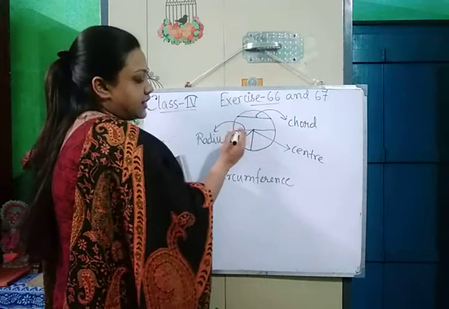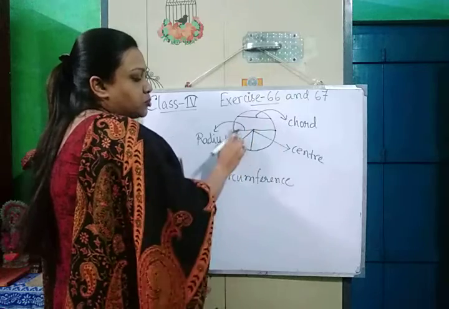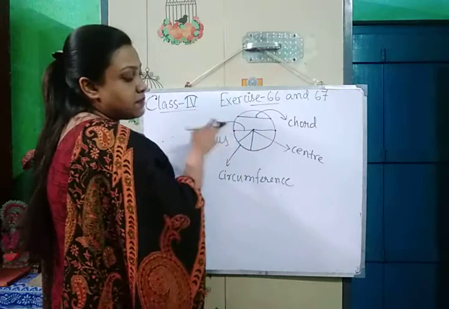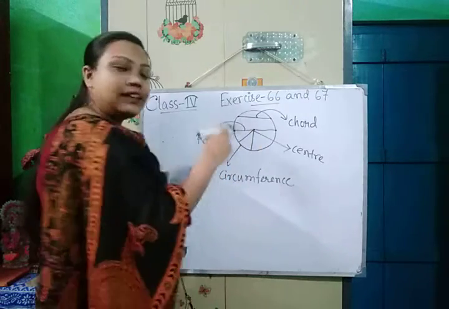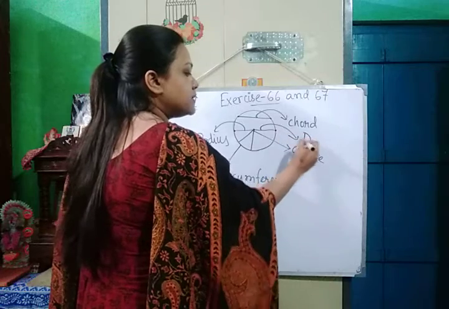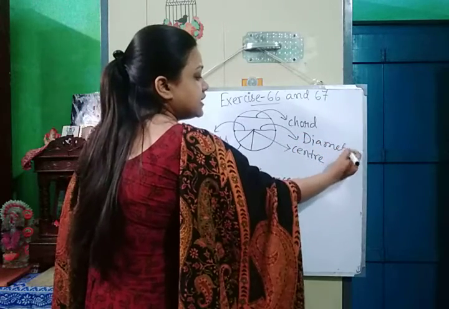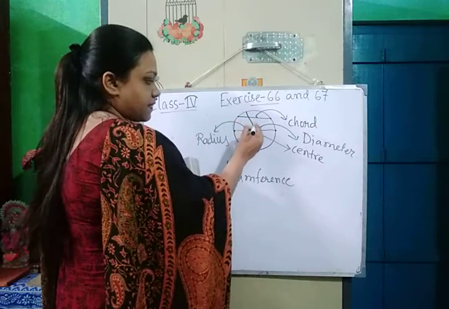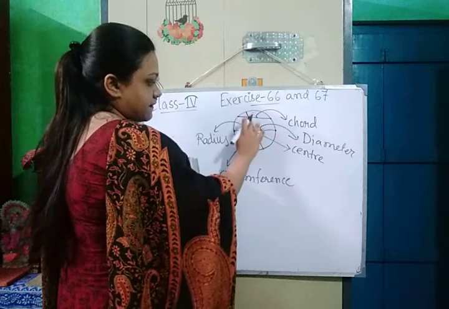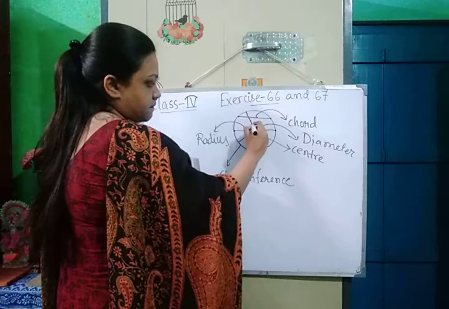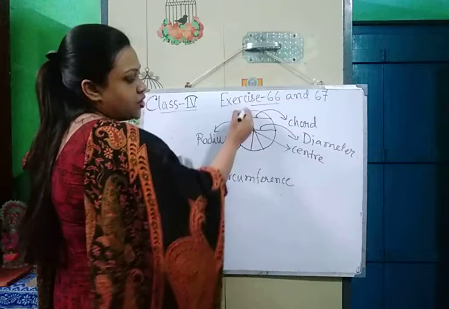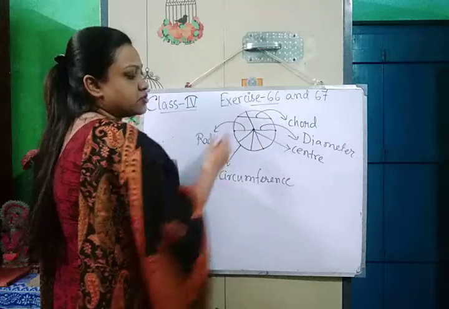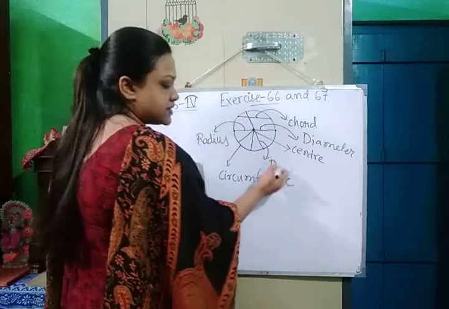But if this line which is joining two points on the circumference of the circle, but also is going through the center of the circle, that line is called the diameter of the circle. What did I say? The diameter of the circle. Okay, now see, this is another line I have drawn which is joining two points on the circumference of the circle and also which is passing through the center. So this is another diameter.